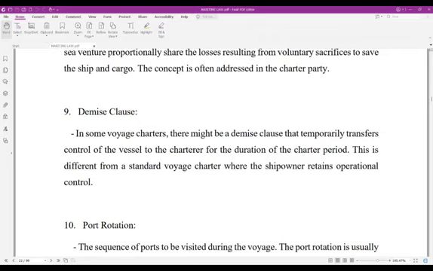Should there be a demise clause that temporarily transfers control of the vessel to the charterer for the duration of the charter period? That is in some voyage charters, such clauses exist at times. Of course, it's temporary, and they are different from a standard voyage charter where the ship owner retains operational control. We have the port rotation.